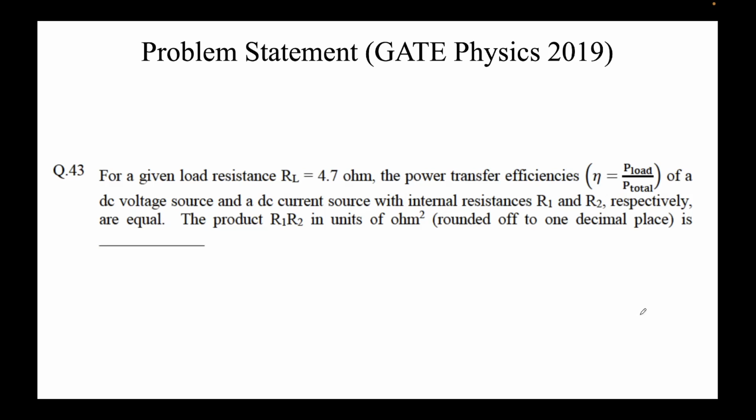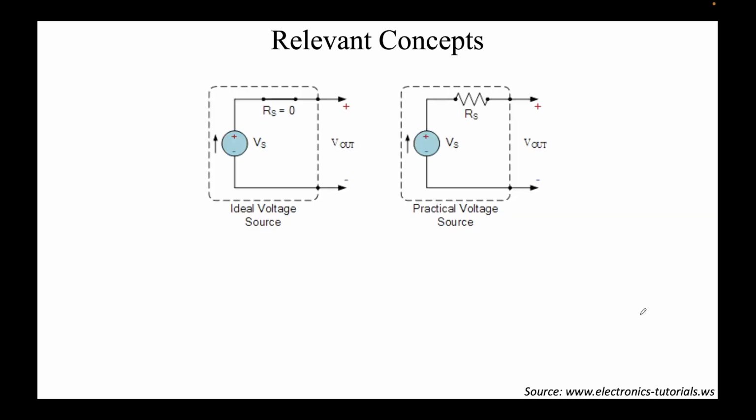This is a numerical answer type problem, and we have been asked to round off our answer to one decimal place. Before we start solving, let's visit some relevant concepts. On the left, we have an ideal voltage source which has internal resistance Rs equal to 0. On the right, we have a practical voltage source which has a non-zero, non-infinite internal resistance Rs.